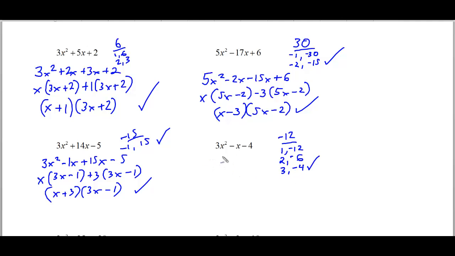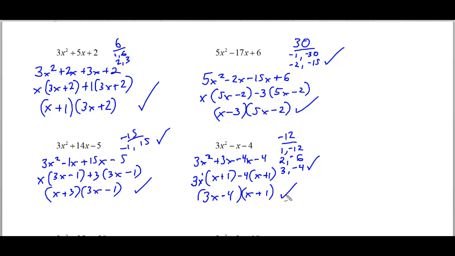So let's go split this up as I write 3x squared plus 3x minus 4x minus 4. So I took my negative 1x and made it positive 3x minus 4x. Factor the first two, factor out the 3x, and this gives me an x plus 1. And here factor out a negative 4, and that gives me x plus 1. And now put my 3x minus 4 together, and put my x plus 1 together. Hooray! I got another problem that I can FOIL and check my answer.